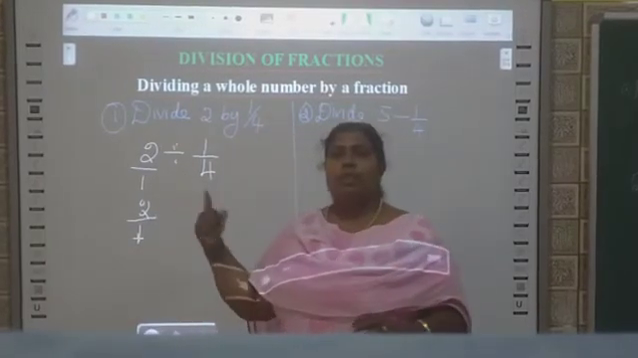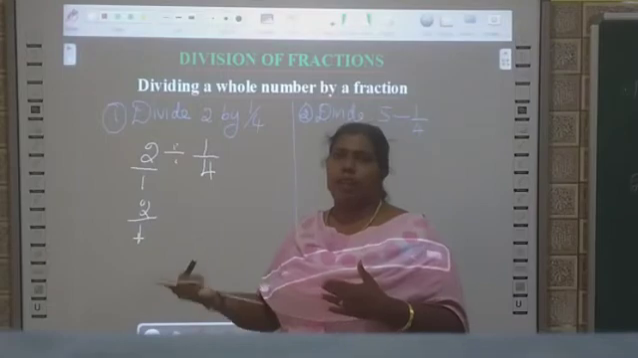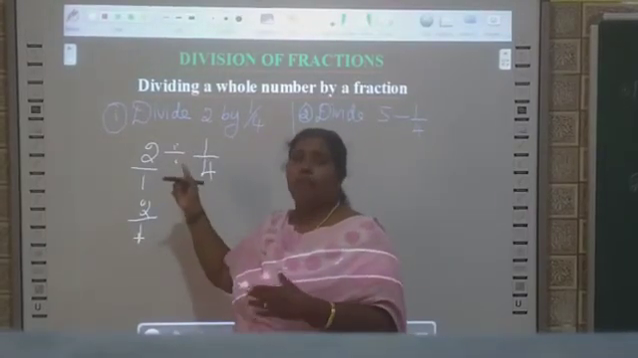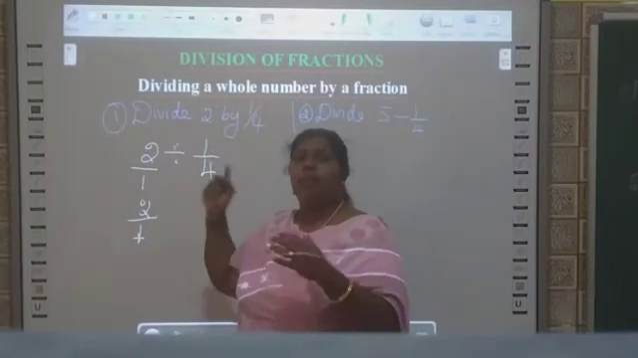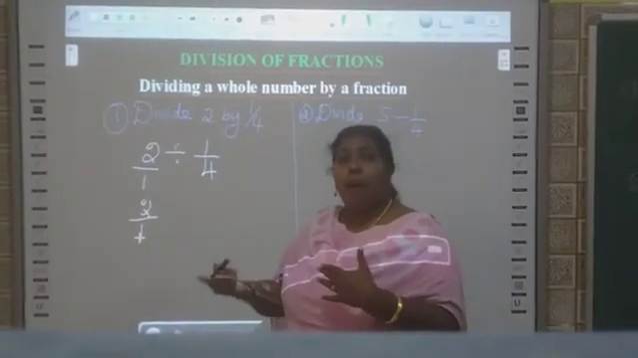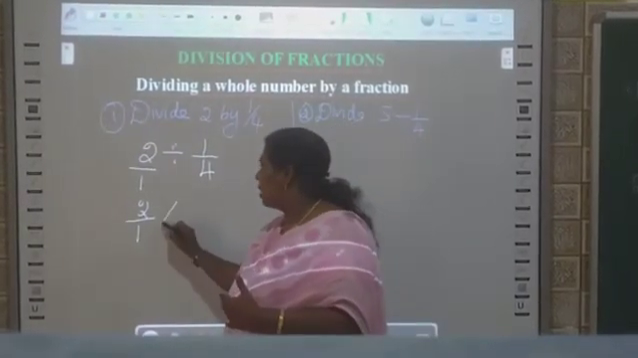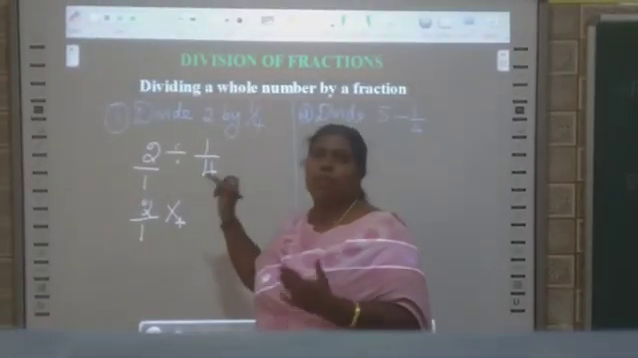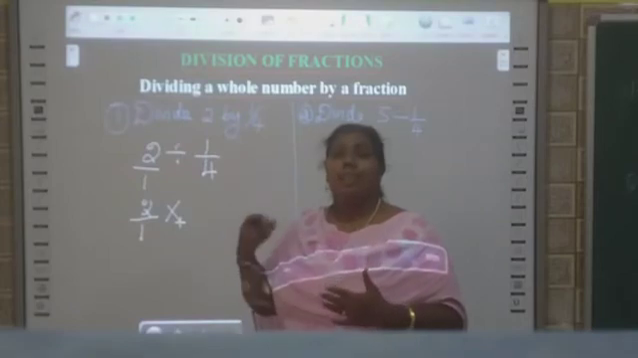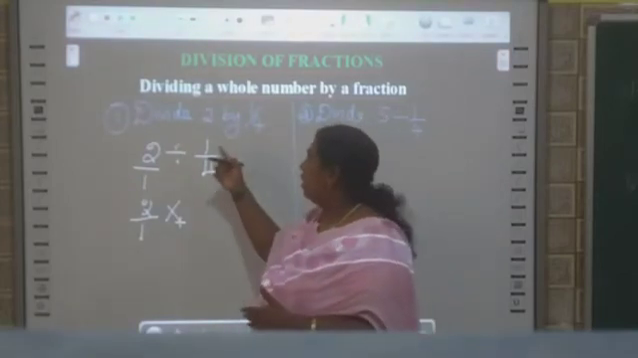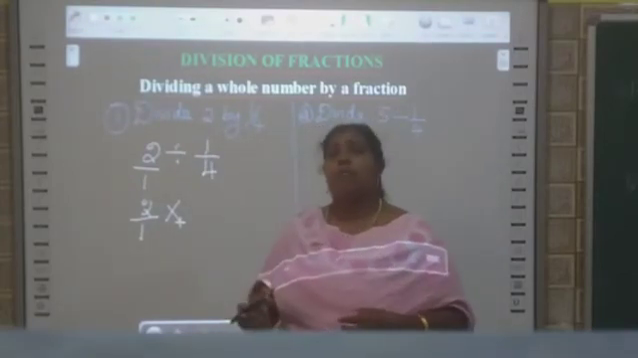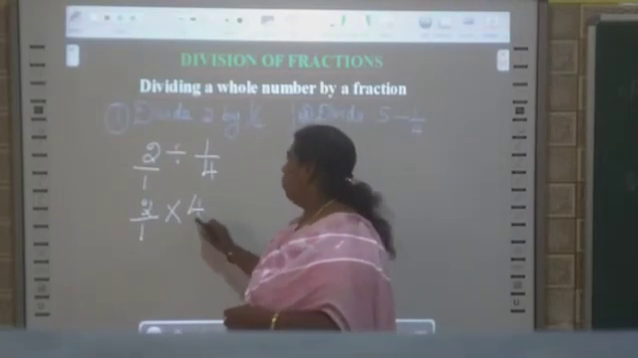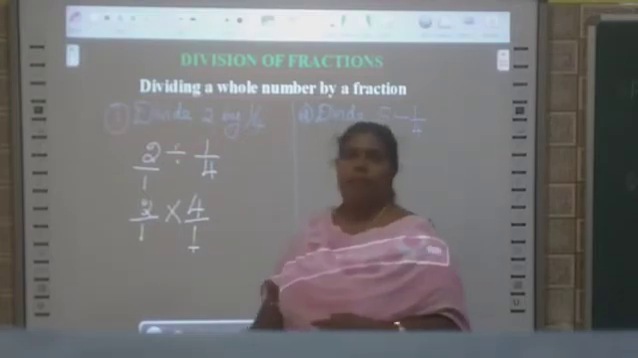Then you have to change the division sign into a multiplication sign. So here the division sign is there, right? You have to change it to the multiplication sign. This is the multiplication sign. Then the second fraction you have to write as its reciprocal. So here 1 by 4, the reciprocal is what? 4 by 1.